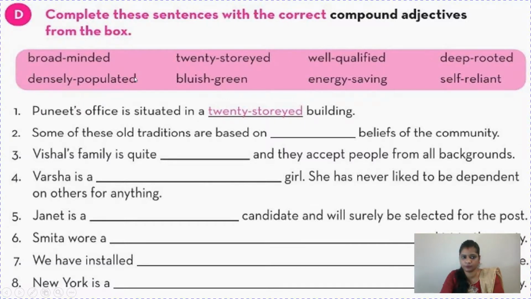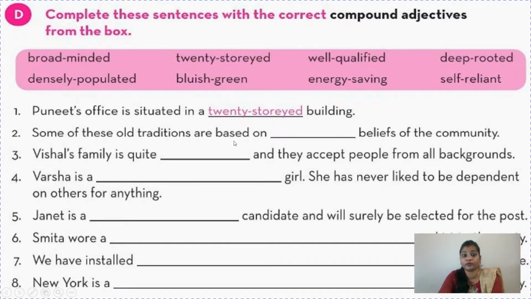Broad-minded, densely populated, 20-storied, bluish green, well-qualified, energy-saving, deep-rooted and self-reliant. So children, number 1 is already done for you. Puneet's office is situated in a 20-storied building. So children, when we are talking about a building, this is the most suitable word we can find from here.